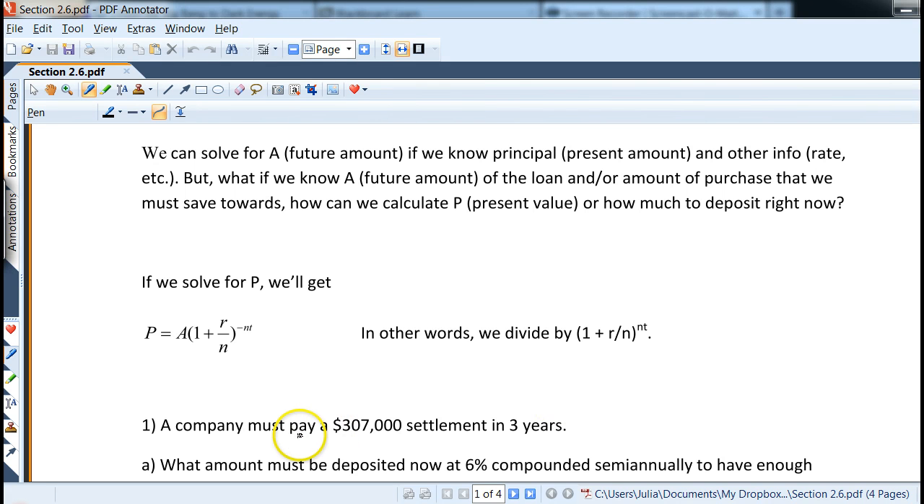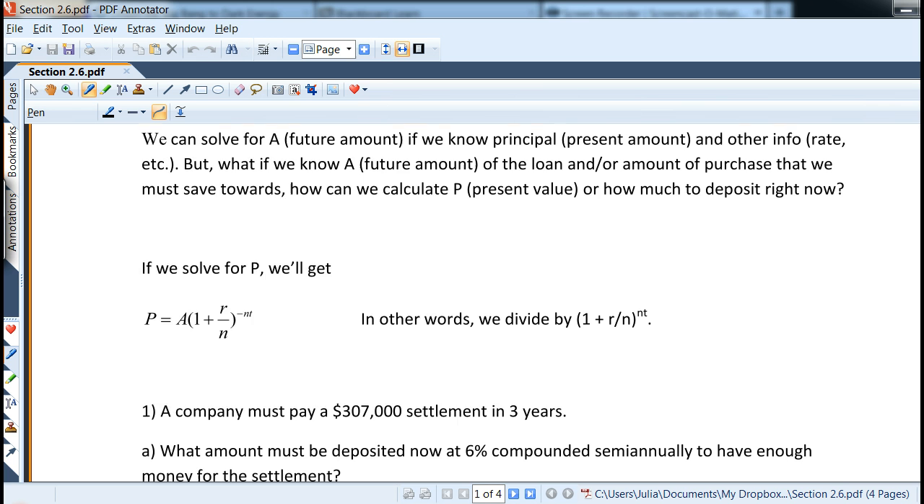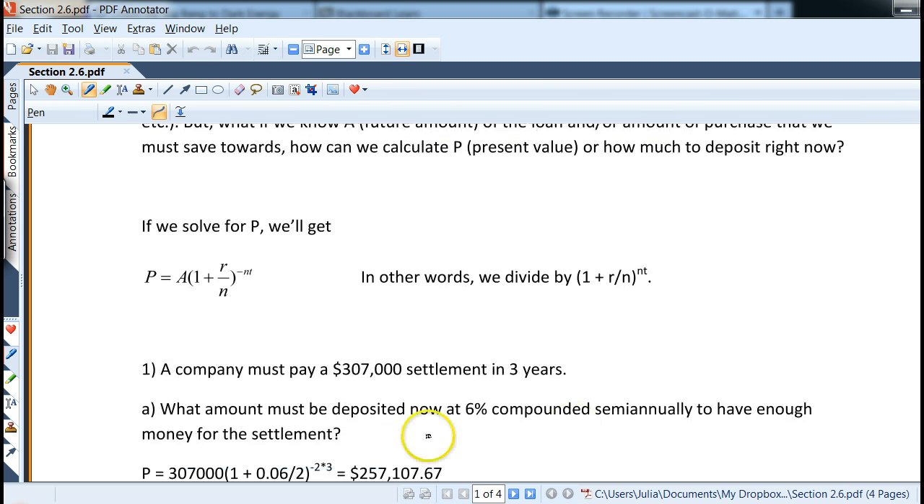So a company must pay a $307,000 settlement in 3 years. What amount must be deposited at 6% compounded semi-annually to have enough money for the settlement? So this is a good question. How much should they deposit now?